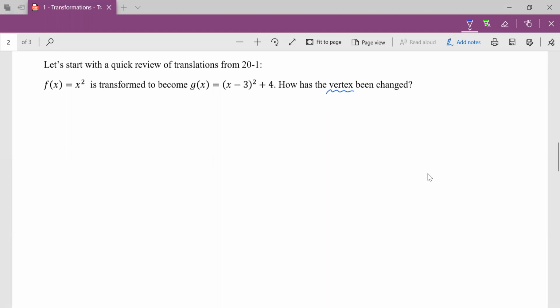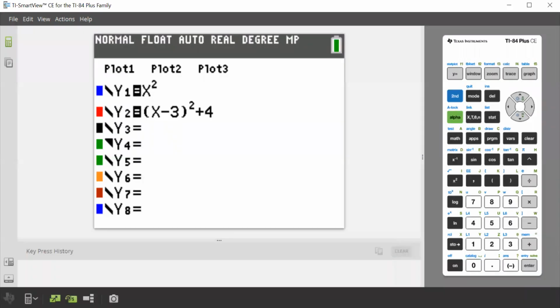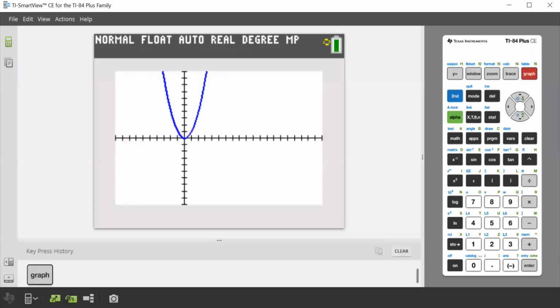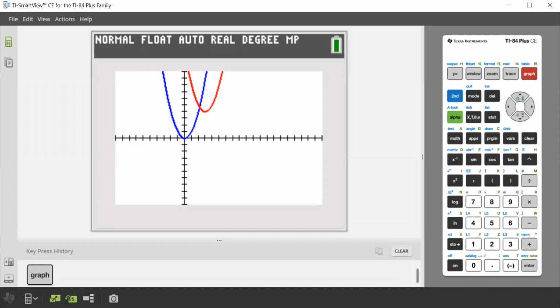Grab your graphing calculator, put in those two functions, and hit graph. Okay, there it is. I'm not quite zoomed normal, but that's okay. The blue one is x squared, and you see your vertex is at the origin, (0, 0). The red one is our second function, g of x, and we can see that the vertex is at (3, 4).